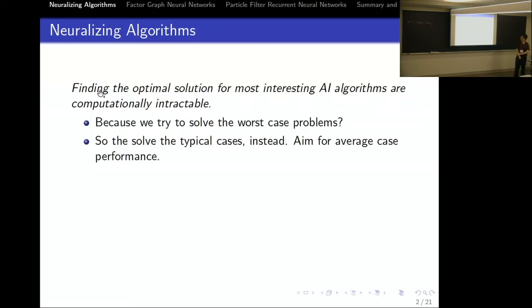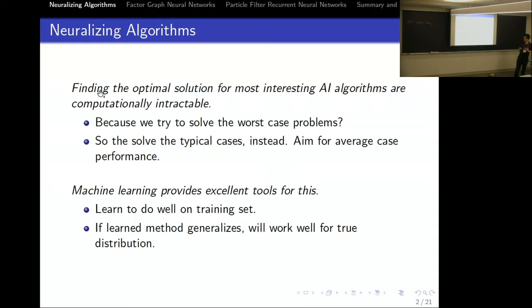I want to talk about AI algorithms or AI problems. One of the issues from the very start of AI is that almost all the interesting problems that we want to solve in AI are computationally hard. They're all intractable. So then we ask why? Humans seem to be able to do those types of problems fairly easily. Is it because we try to solve the worst case? All of these problems in the worst case are hard, but maybe the typical case is not so hard, and maybe we should be trying to solve for typical or average case performance instead.